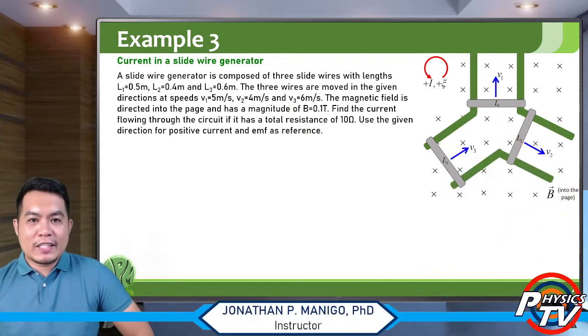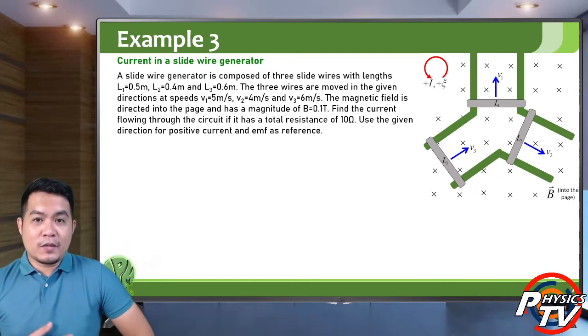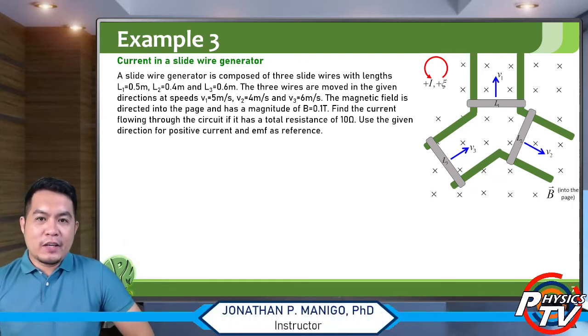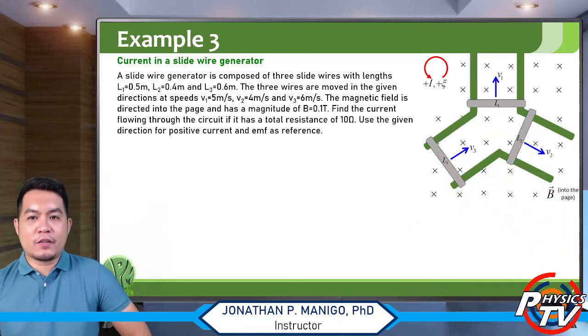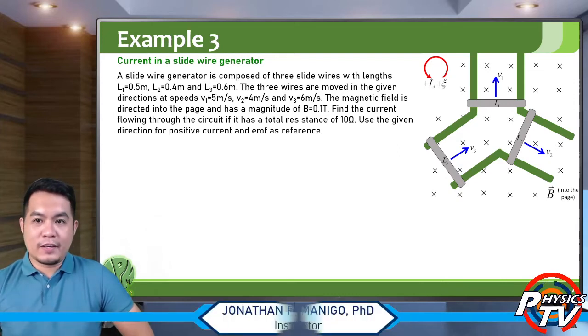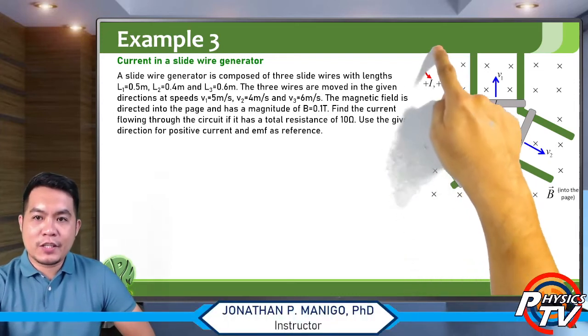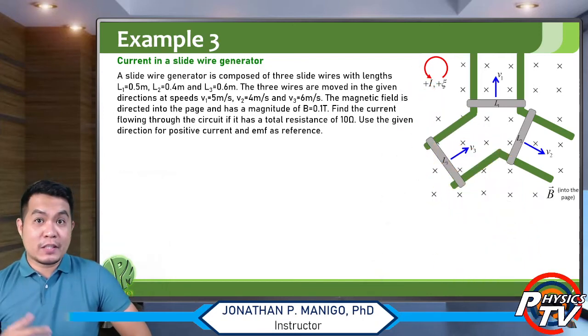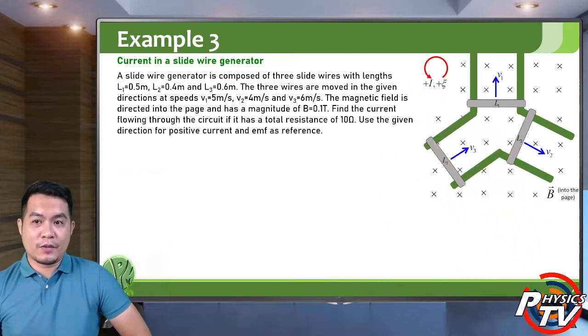So the magnetic field is directed into the page. It's uniform and constant. And then find the current flowing through the circuit if the circuit has a total resistance of 10 ohms. So use the direction for the positive current and EMF as a reference. So you will use now this direction, the counterclockwise direction, as the positive EMF and positive direction for current.